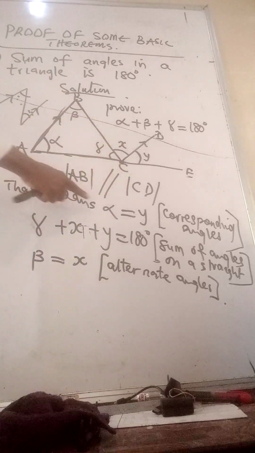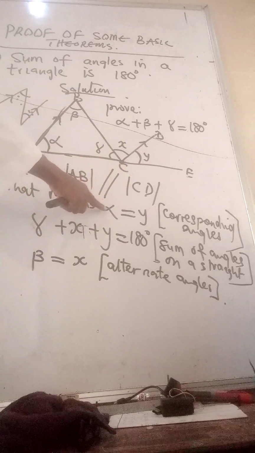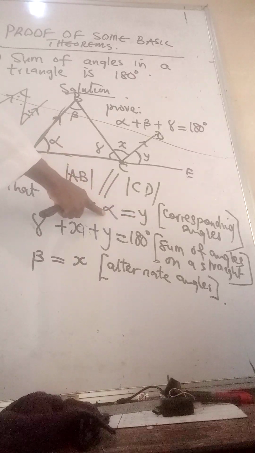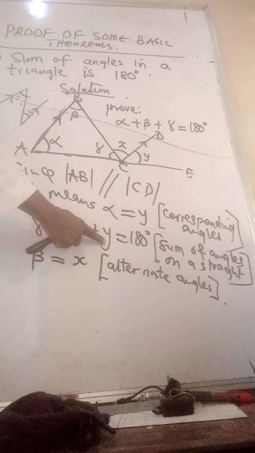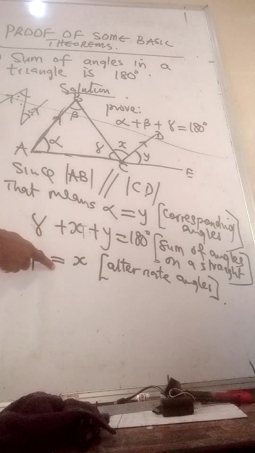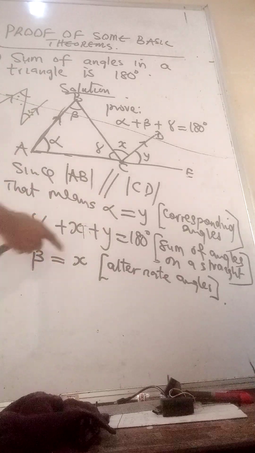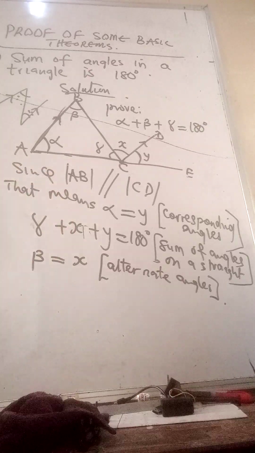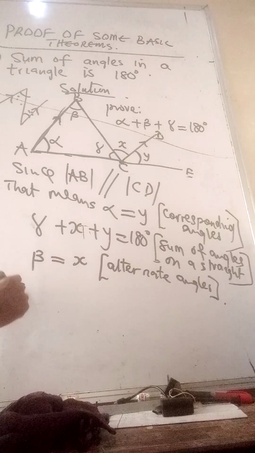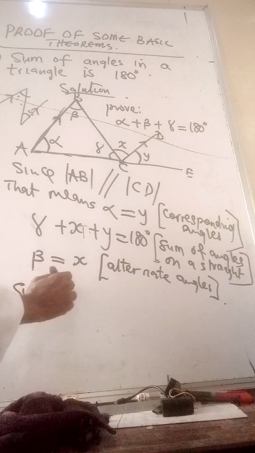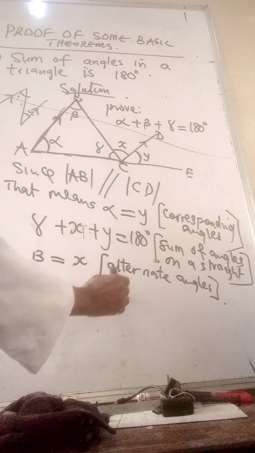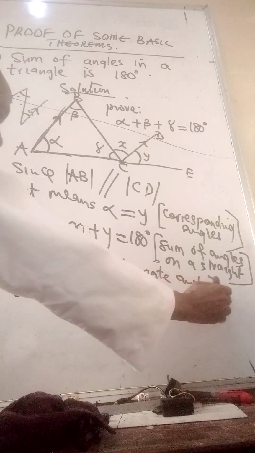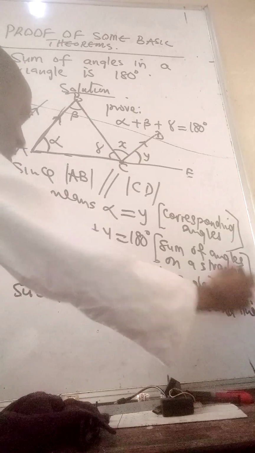How? From the first line here, alpha equals Y. That means anywhere you see Y, you can replace it with alpha. So I will use alpha to replace this Y. Then from the third line, beta equals X. That means anywhere I see X, I can replace it with beta. So I will now say that substituting for X and Y in the second line, which is this.